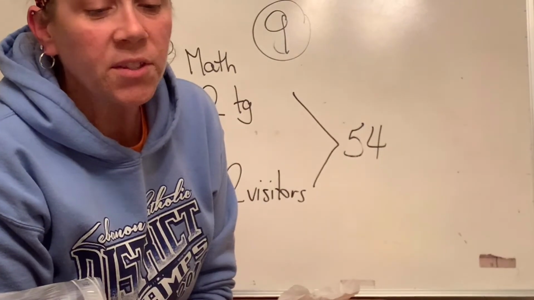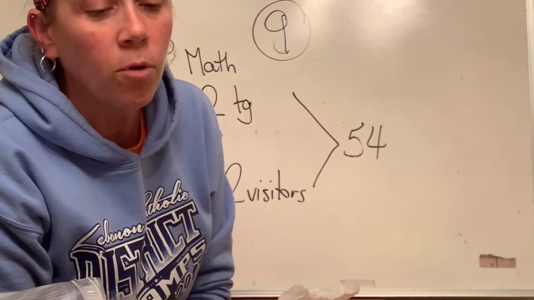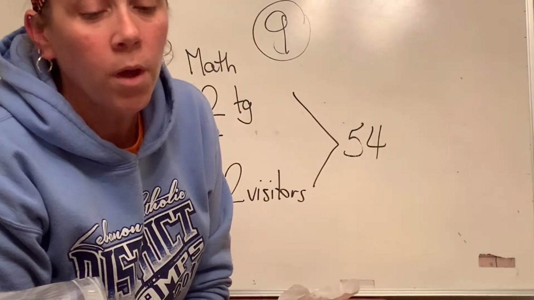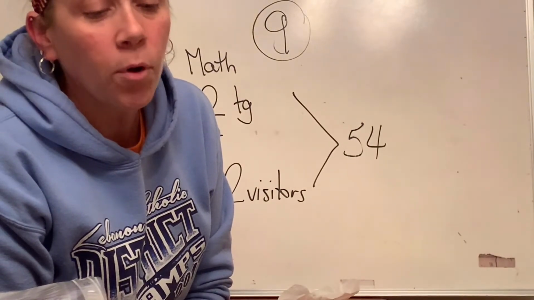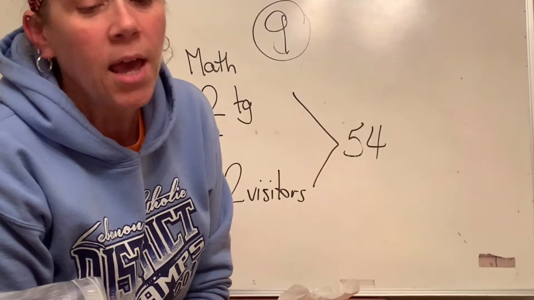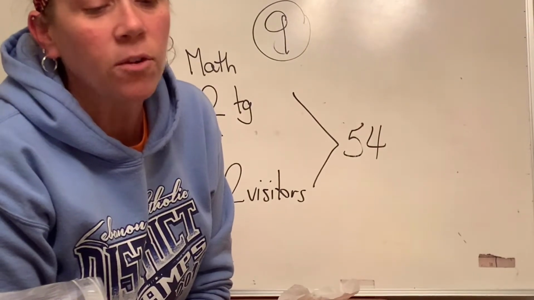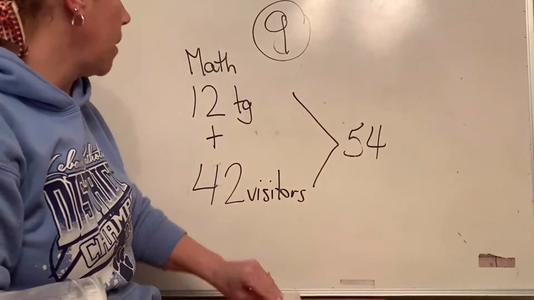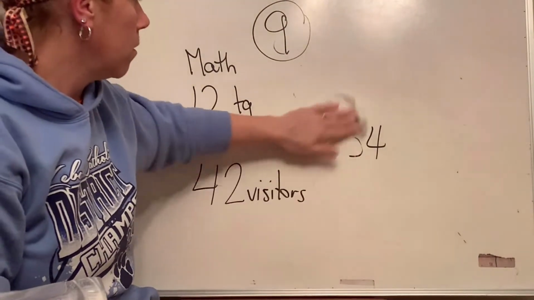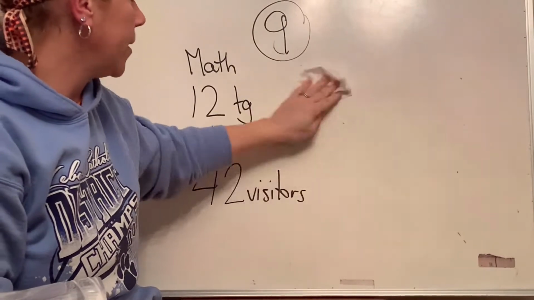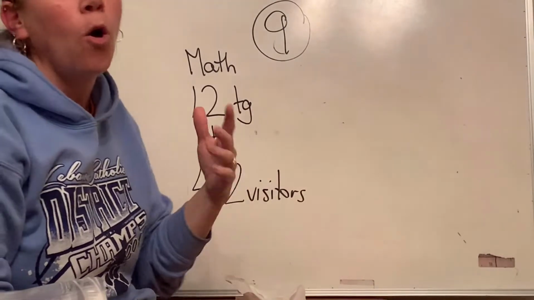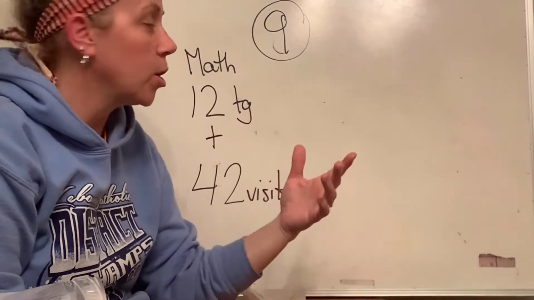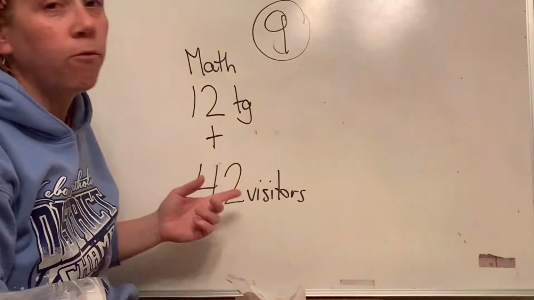Each group will have the same number of guides and the same number of visitors as every other group. What is the greatest number of groups that can be formed? How many guides and how many visitors will be in each group? Okay, so let me actually go backward here. I'm not going to add that together. And I'm going to say, what is the greatest common factor between 12 and 42?